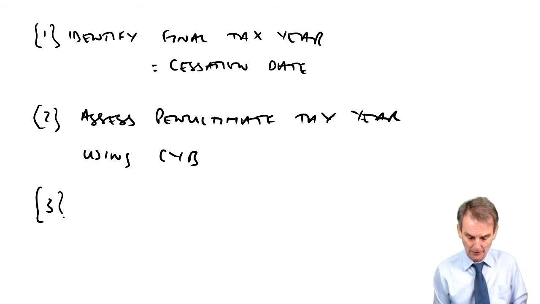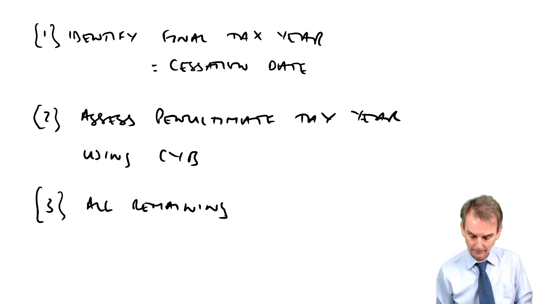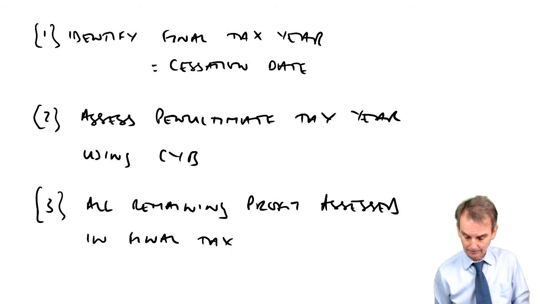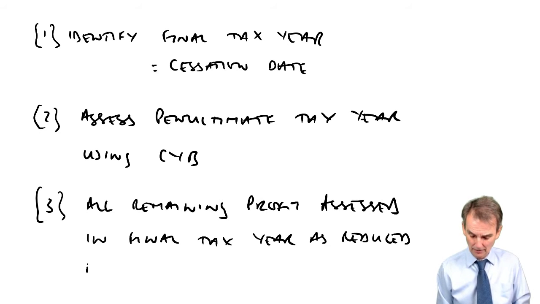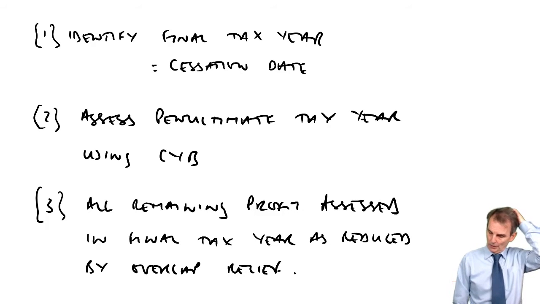And that then means we come to the third and final step, which is all remaining profit assessed in the final tax year, as reduced, if of course there is any, by any overlap profits, or as you may now refer to it here, overlap relief. That's the idea, that's what we do.